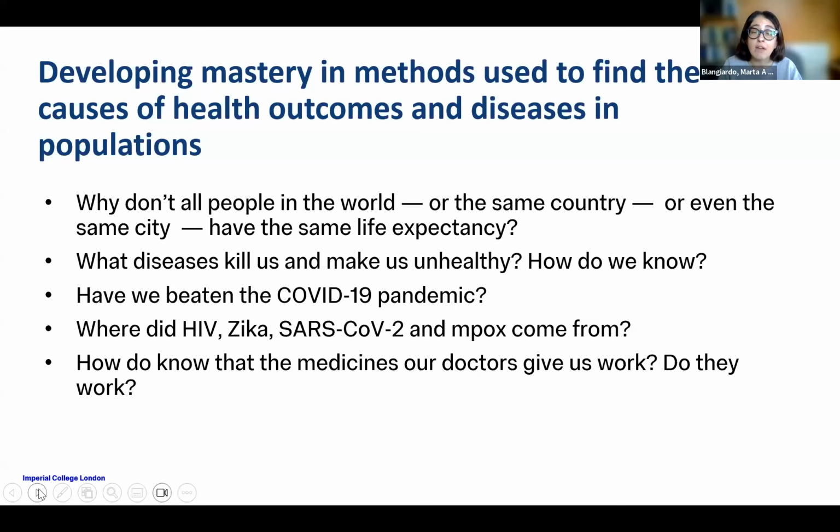And you can see some are very general. What diseases kill us and make us unhealthy? How do we know that? Some are very specific, like where did HIV and Zika and SARS-CoV-2 and monkeypox come from? Some are really looking at the why. So why do we see differences across the world, or in the same country, or sometimes even in the same city, for instance, in life expectancy? And something is related to how drugs work. So how do we know that a specific medicine that our doctor gives us works, and actually do they work?